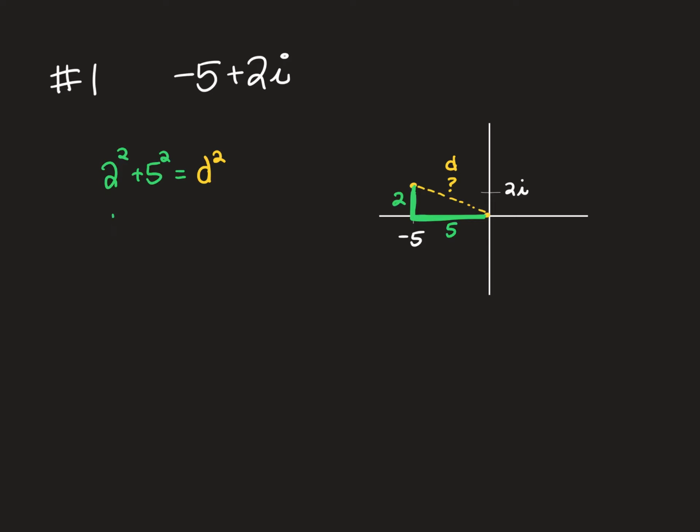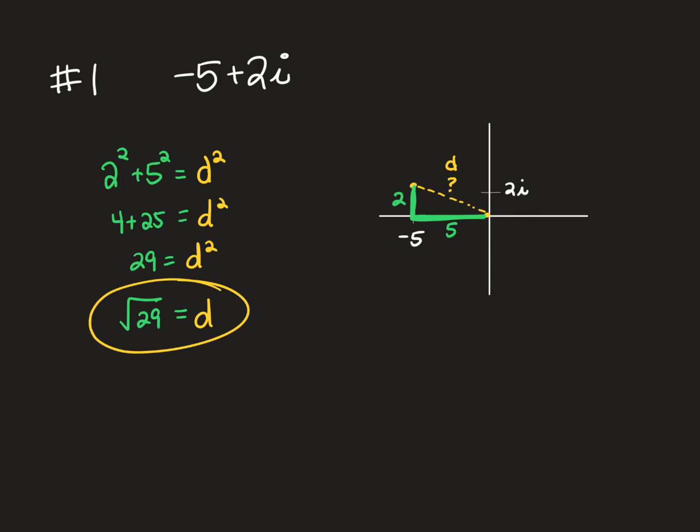And then from there, you can pretty quickly simplify this. And we get 29 equals d squared, and then take the square root of both sides. And we get square root of 29 equals d. And I know some of you are saying, it's plus or minus d, Mrs. Kopp. But we're talking about length. Length has to be positive, so we only use the positive form of it. So that's our length. That's our absolute value.